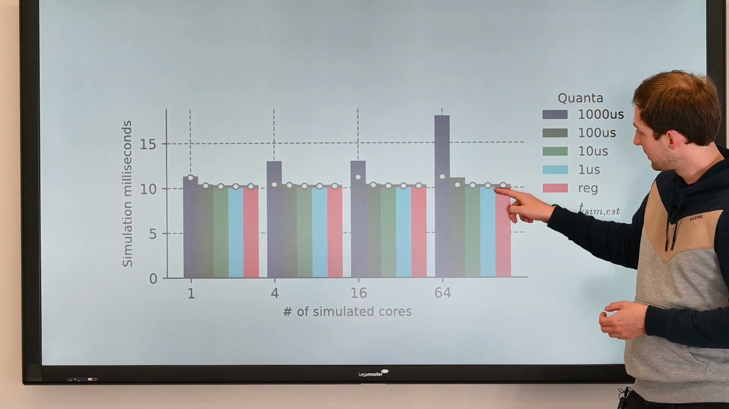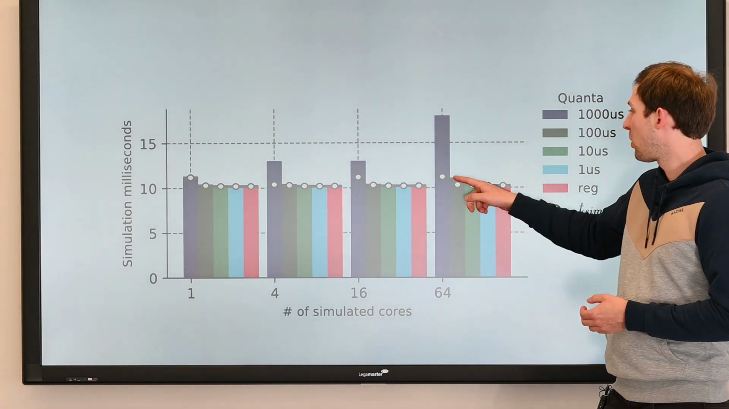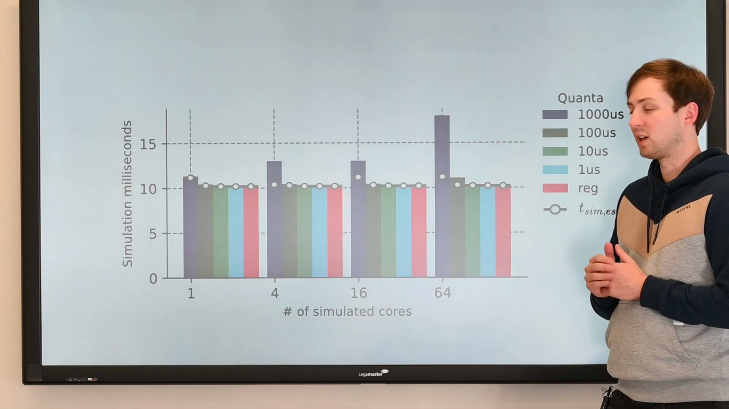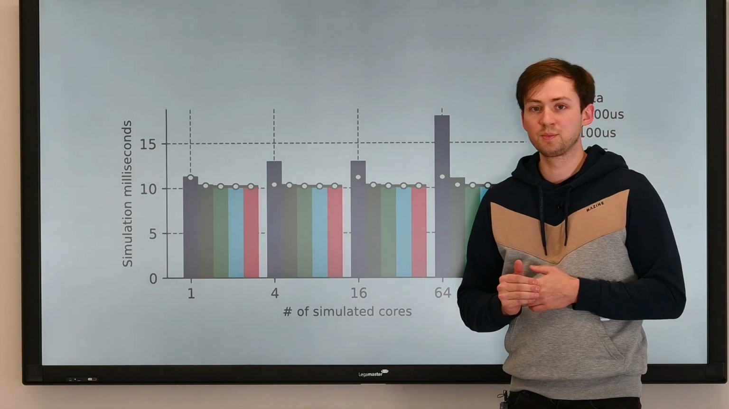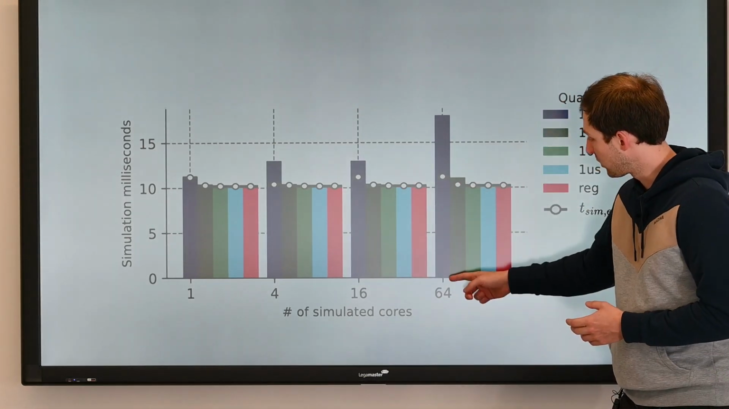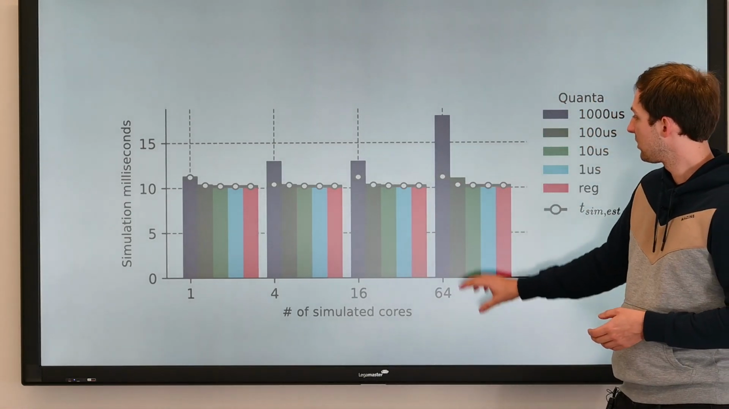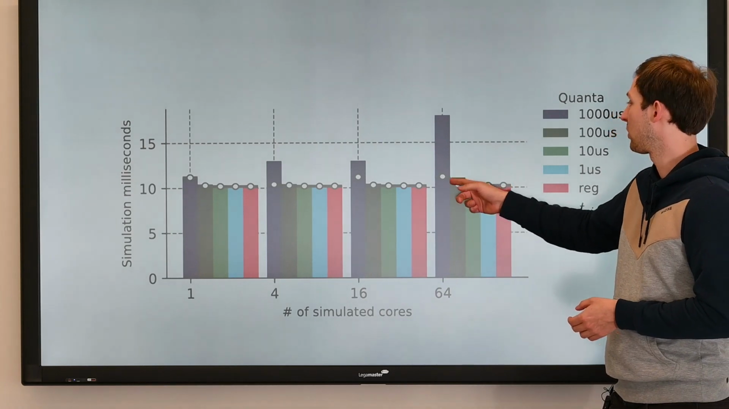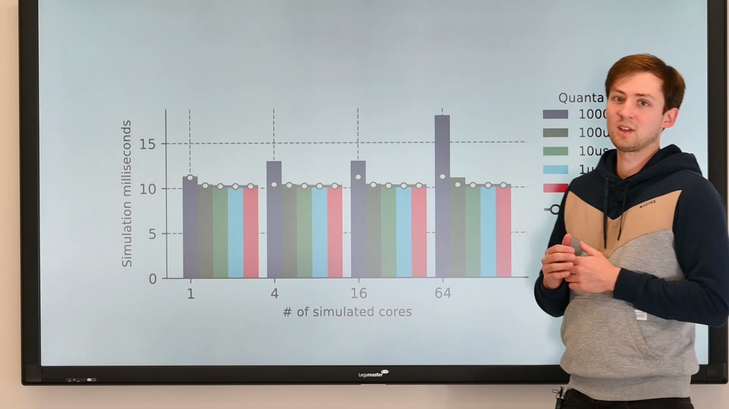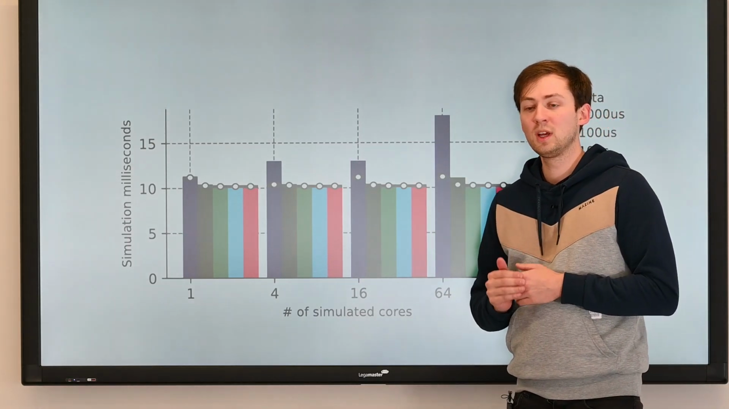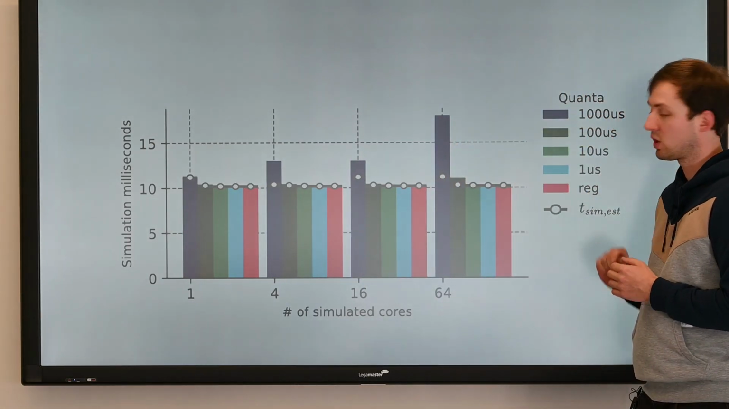What you can see is that this corrected value is not always able to hit 100% accuracy. What it tells you is if a simulation was very inaccurate. For example, again a 64-core simulation, you can see that there's a huge discrepancy between the corrected value and the measured value, which tells you that this simulation was probably very inaccurate and you should maybe transition to lower quanta.